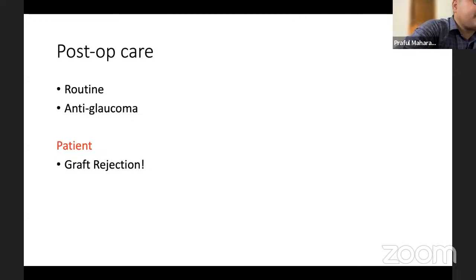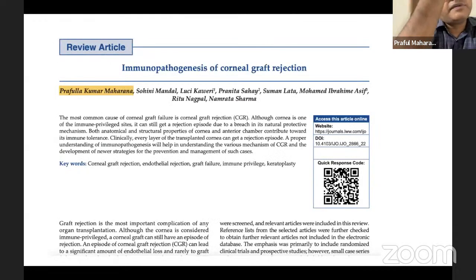So it's always a good practice to give some anti-glaucoma medication and stay vigilant for any IOP rise. From the patient perspective, if you do a triple procedure, is there a chance of increased graft rejection? Well, the answer is controversial. There is no clear-cut evidence suggesting that if you do a triple procedure, there is an increased chance of graft rejection.